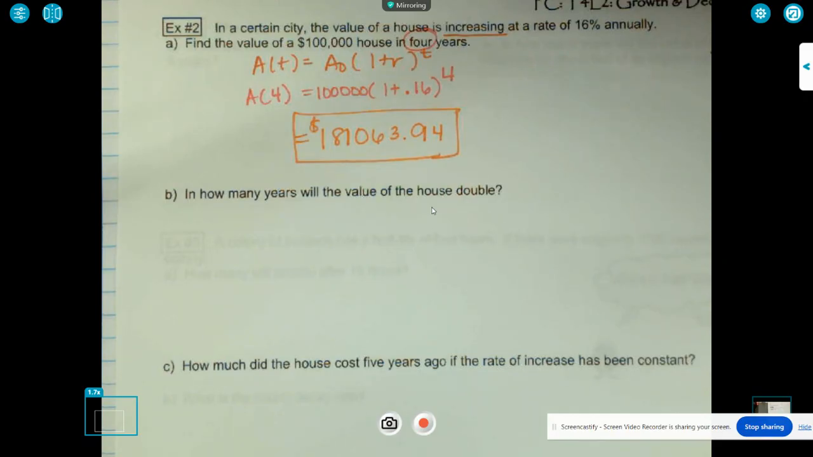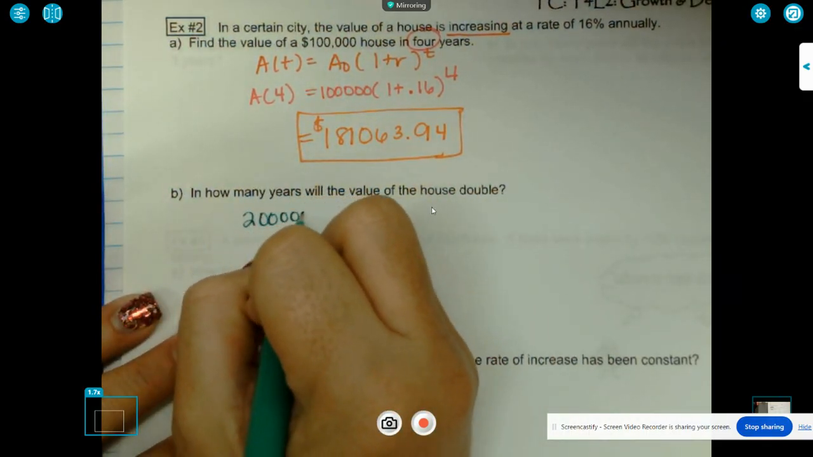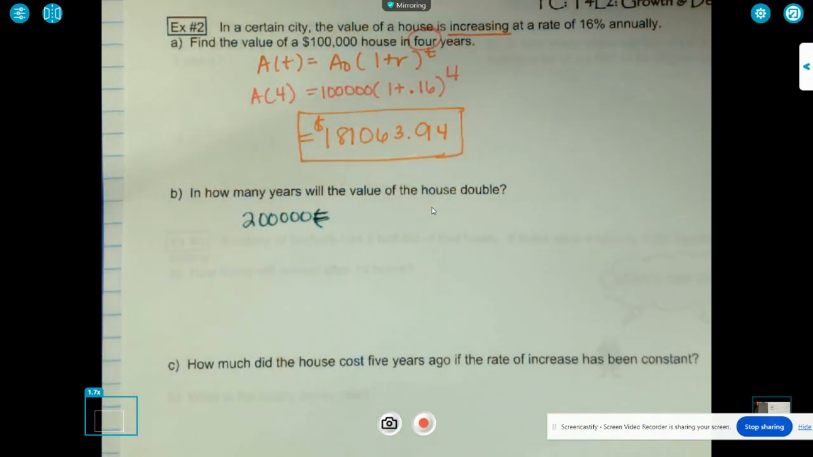Okay. All right, how many years will the value of the house double? What you think? What do we need to do? What would the value of the house be if it doubled? How much? 200,000, right? So I'm going to put 200. That's my final. I want it to be $200,000, right? So I'm going to put that over here as my end. Oops, that's supposed to be an equal sign, y'all. Sorry. As my end game, okay?